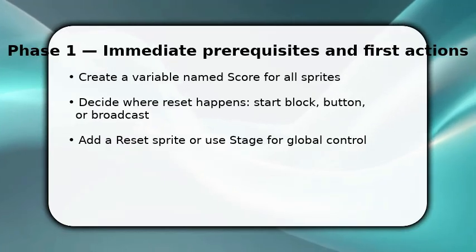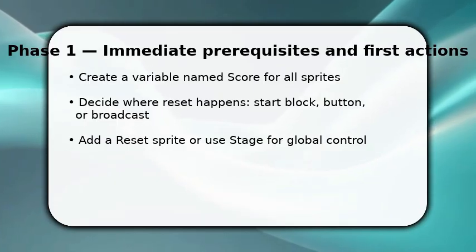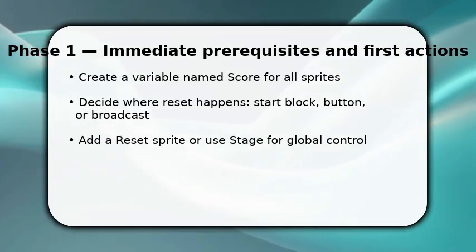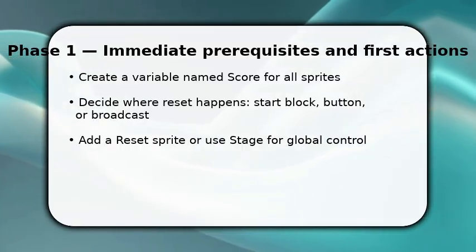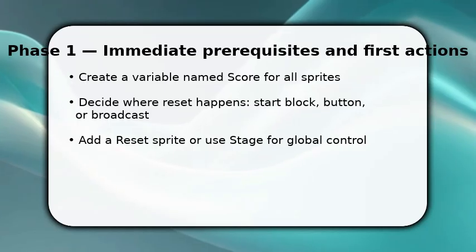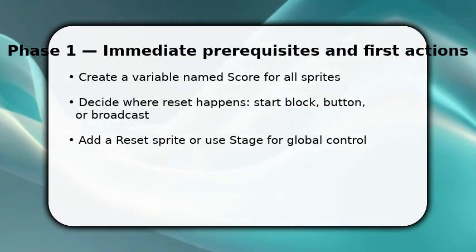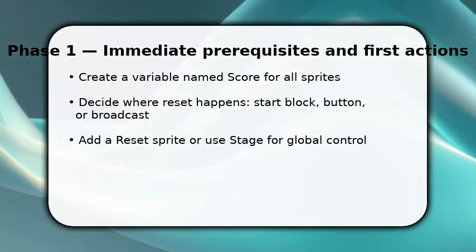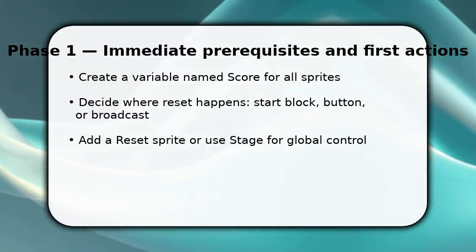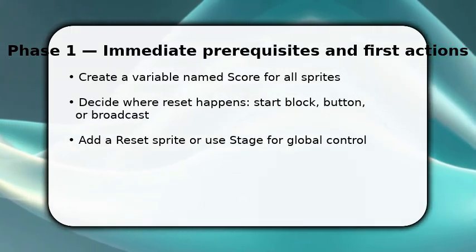You start by creating the score variable and assigning it to all sprites so every object can read and change it. Next, choose the trigger: when green flag clicked, a reset button pressed, or a broadcast message received. Once decided, add a reset sprite or use the stage to centralize the logic. This avoids duplicating scripts. Make sure score is visible for debugging.